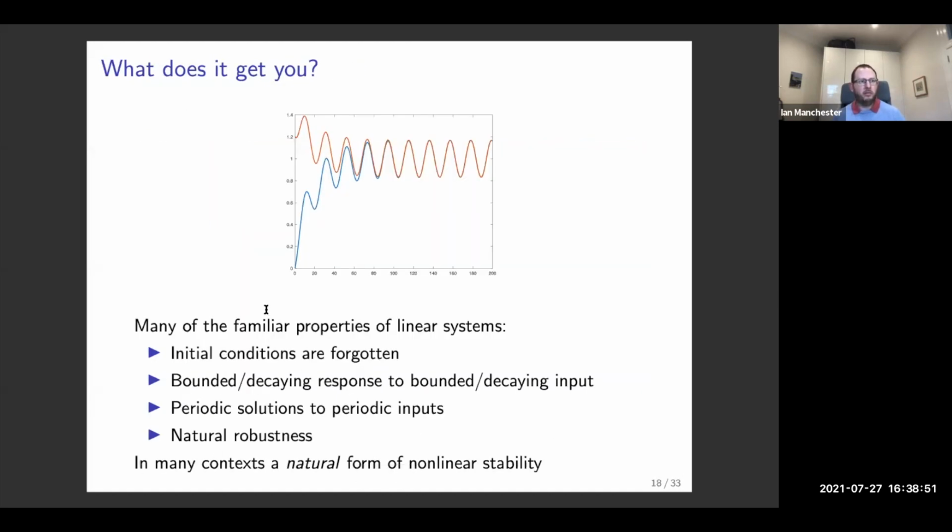If you have nonlinear dynamical systems with other kinds of stability, like Lyapunov stability, that's not necessarily true. You can have a stable system, but even a small perturbation to it makes it unstable. So contraction is kind of a robust form of stability for nonlinear systems.